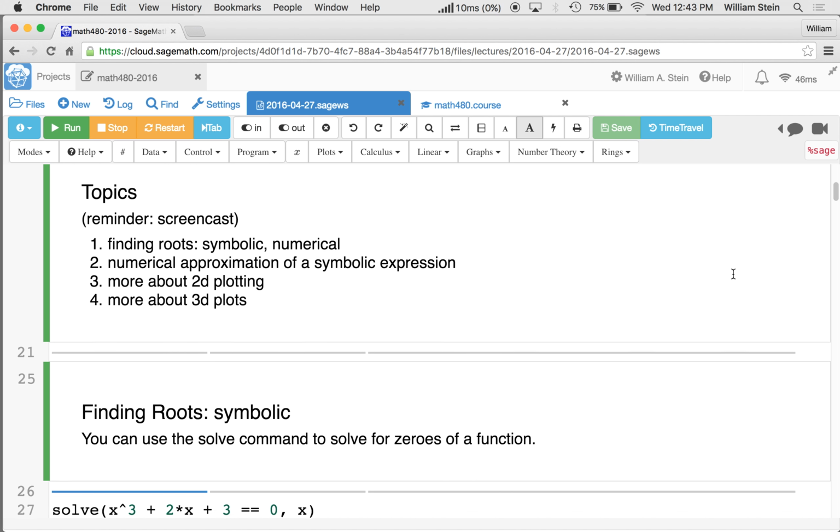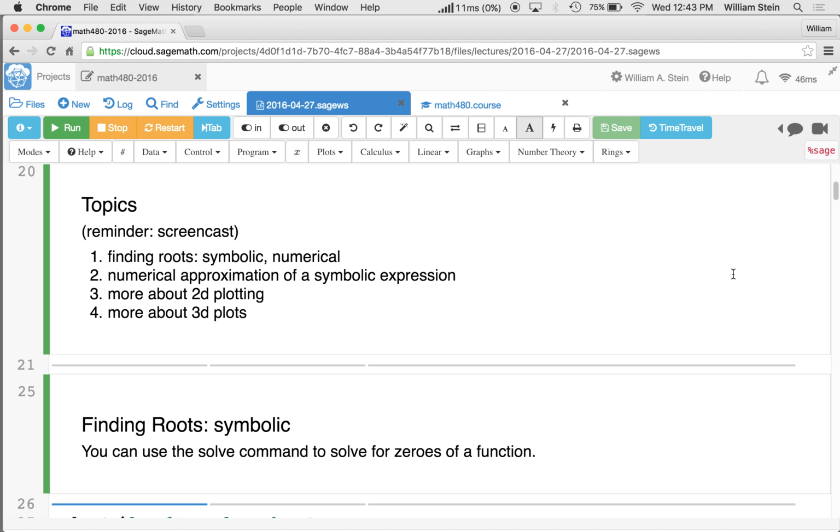The main topics we'll talk about are finding roots both symbolically and numerically. The homework doesn't have anything about finding symbolic roots, but it's of interest to know how to do that, of course. And then numerical, you've probably tried that already when you looked at your homework. Then I'll also talk about how to numerically approximate a symbolic expression.